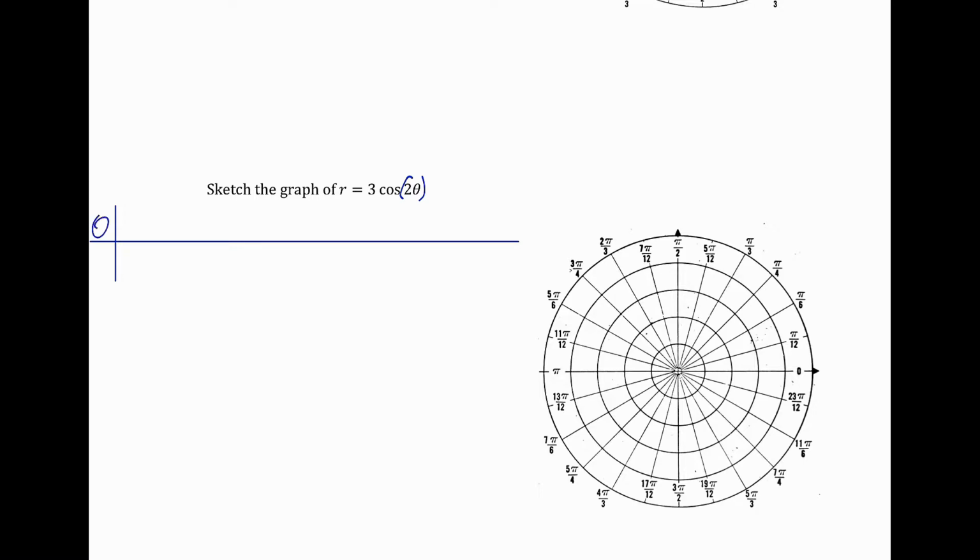So we got theta. We'll start with 0, pi over 6, pi over 4, pi over 3, pi over 2, let's see, 2 pi over 3, 3 pi over 4, 5 pi over 6, and pi. So just kind of working through the top, the first half of the full circle.